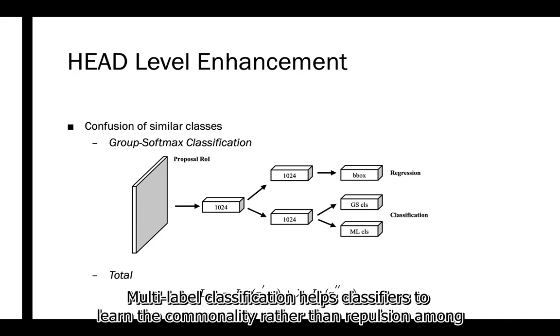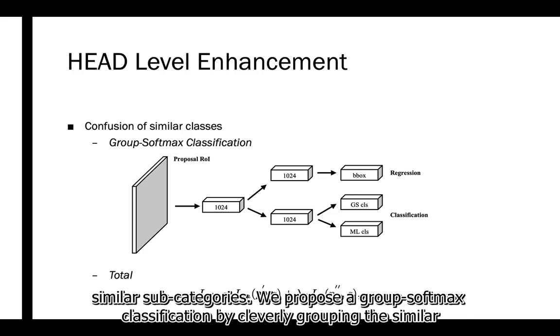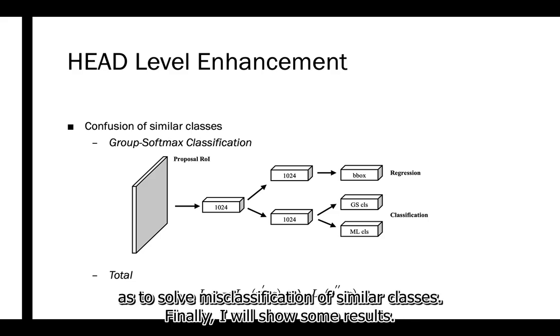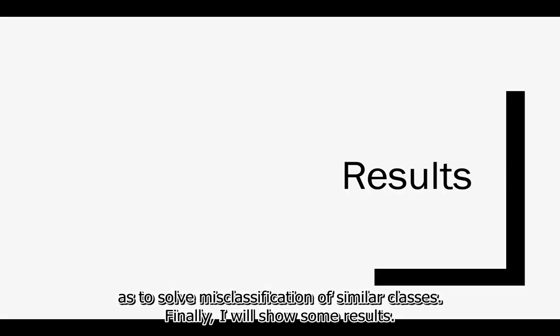Multi-label classification helps classifiers to learn the commonality rather than repulsion among similar subcategories. We propose a group softmax classification by cleverly grouping the similar subcategories into a group and separately executing softmax classification in each group so as to solve the misclassification of similar classes.